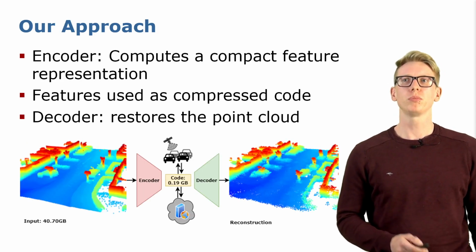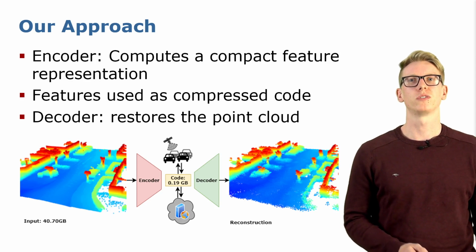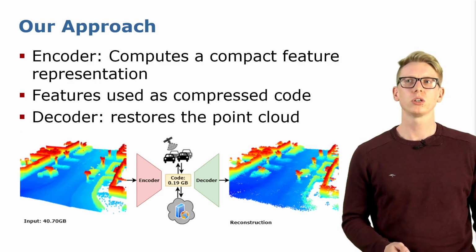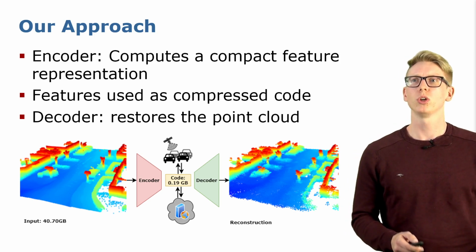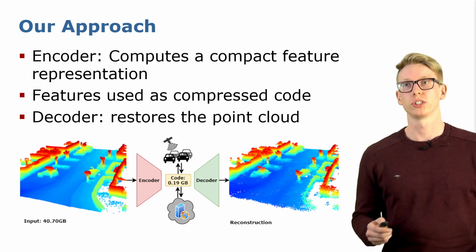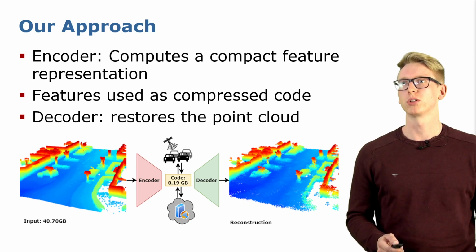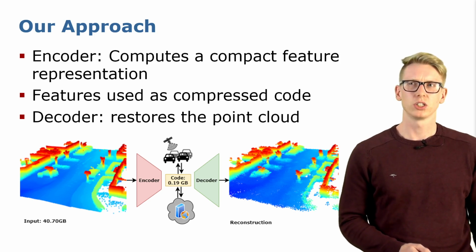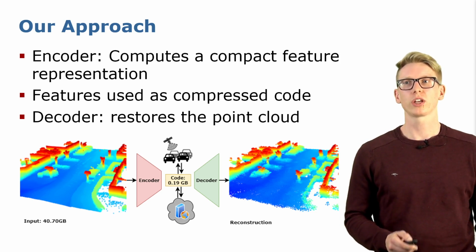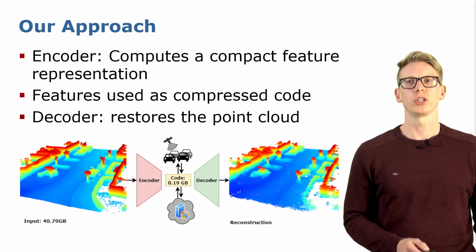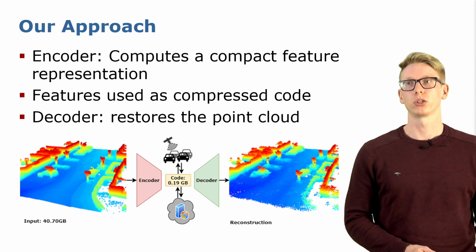And for this, we propose a deep neural network in the form of an autoencoder. Our encoder computes a compact feature representation of the point cloud, which can then be stored or transmitted or later be used by the decoder for reconstruction. So the objective we want to achieve is that we want to extract a lightweight feature representation from which we can reconstruct the point cloud as accurately as possible.